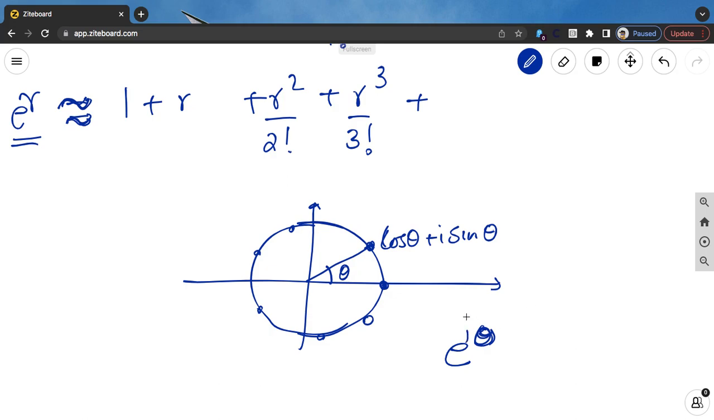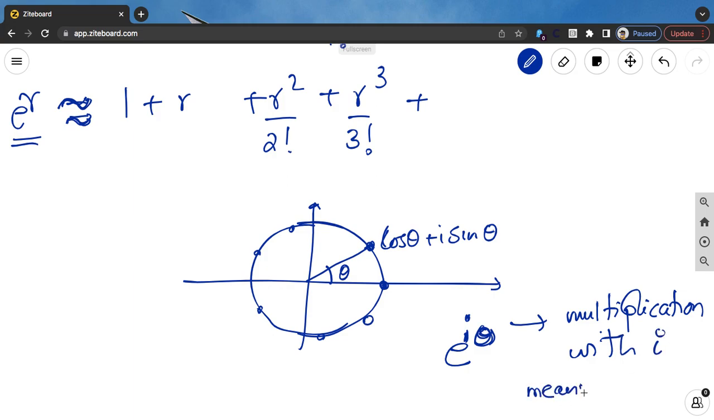As soon as I put an i in front of it, what does i always do? Multiplication with i means rotation. So e raised to i theta means rotating till theta. It is growing, but it is not growing exponentially, it is growing angularly till it reaches theta.